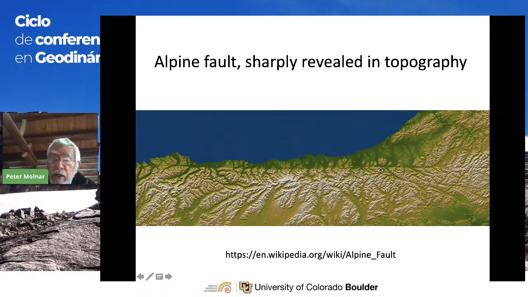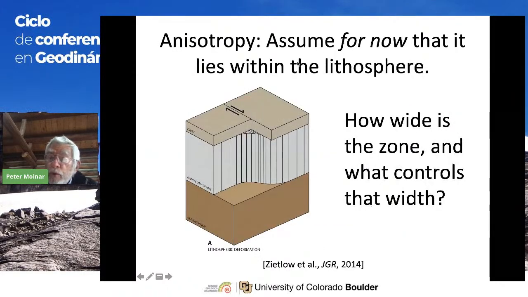And so one question is, well, does this fault go all the way through the lithosphere? I'm going to assume no, and I'll come back to this topic later, but assume for now that the anisotropy that I'm going to discuss is in the lithosphere down in here, and I'm going to ask the question, how wide is the zone of anisotropy, and therefore the zone that's sheared, and what controls its width? Why is it spread over a wide area?